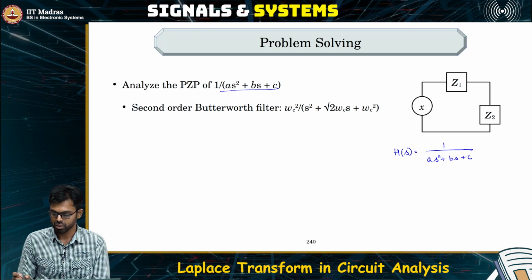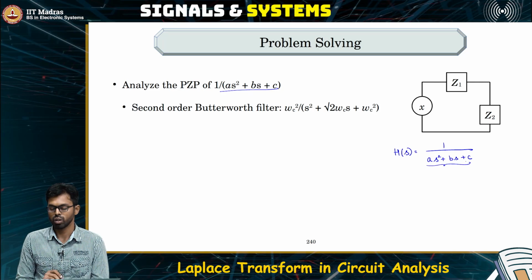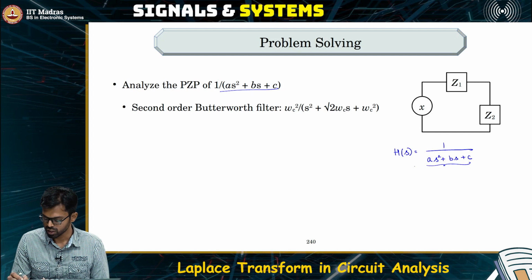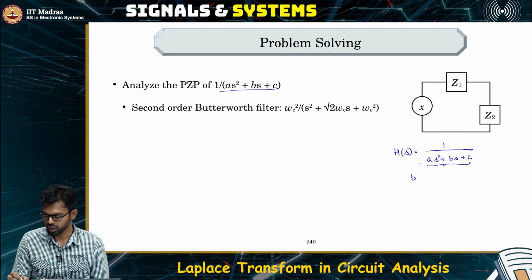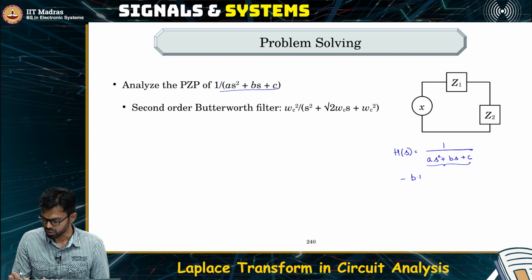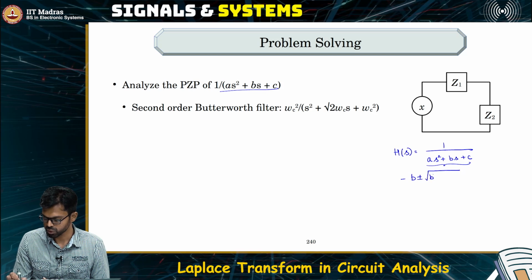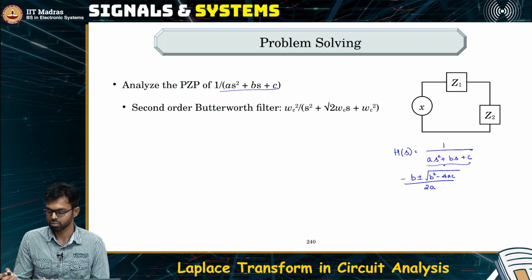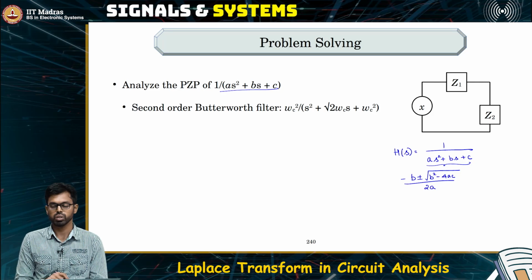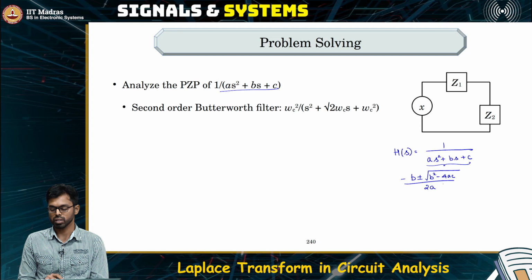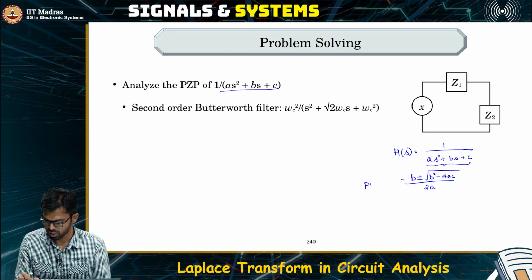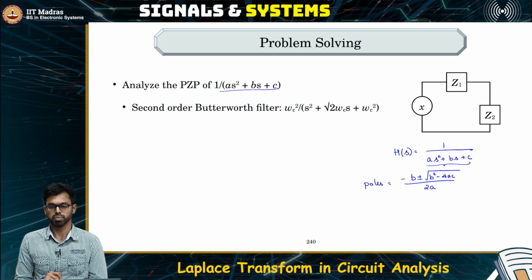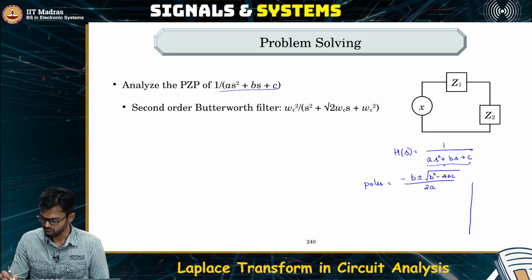And what are the poles of this system? Basically the roots of this equation. So what are the roots of this equation? The roots of this equation are simply minus b plus or minus root of b square minus 4ac by 2a. So those are the two solutions of this quadratic equation, and these are the poles. So we have two poles here.